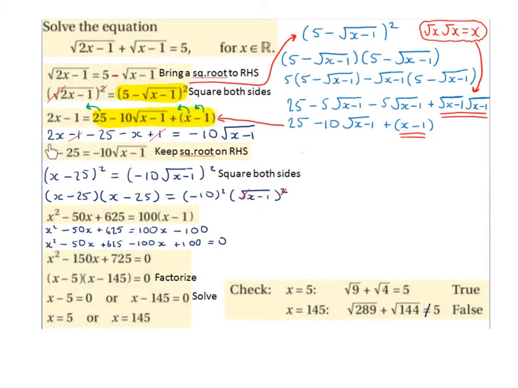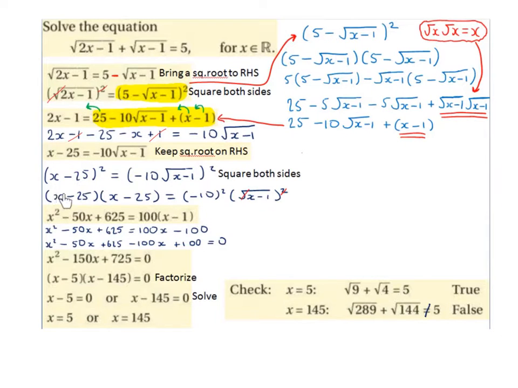So it's going to be x minus 25 squared, bring down the equals, and minus 10 root x minus 1 squared. So x minus 25 squared is going to be x minus 25 multiplied by x minus 25, bring down the equals. And then minus 10 root x minus 1 squared is going to be minus 10 squared multiplied by root x minus 1 squared. And the root and the squared will cancel each other out, leaving us with x minus 1.